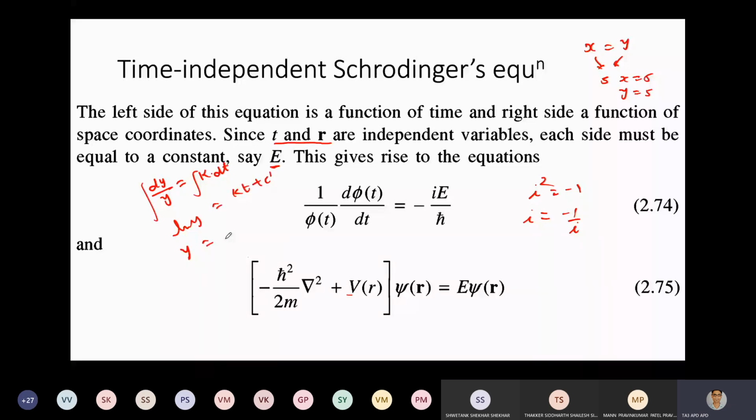c is, in short, nothing but a constant. So the solution of this equation is going to be y equal to c into e to the power kt. Now I will replace this y by phi, which I assumed initially, and k is equal to minus iE upon h bar. So what do I get? Phi equal to c into e to the power minus iEt upon h bar. So phi equal to c exponential of minus iEt upon h bar. That is the solution of this particular equation.